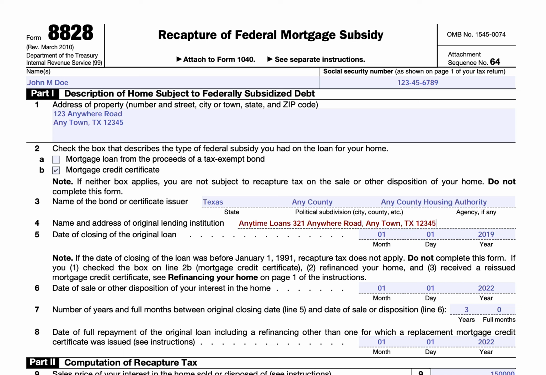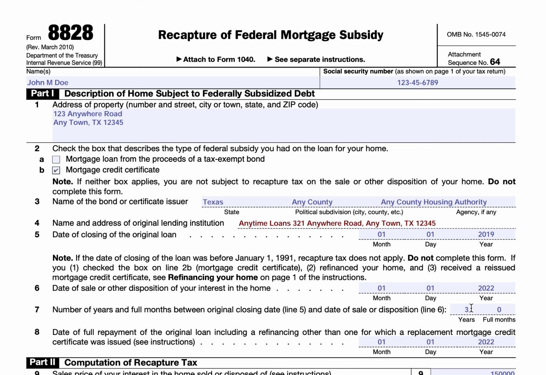And then the last few lines, we're going to be calculating the amount of time between your closing date and when you actually disposed of the property. So we put in the date of the closing on the original loan, 2019, January 1st. And then we sold the home 3 years later exactly on the day.